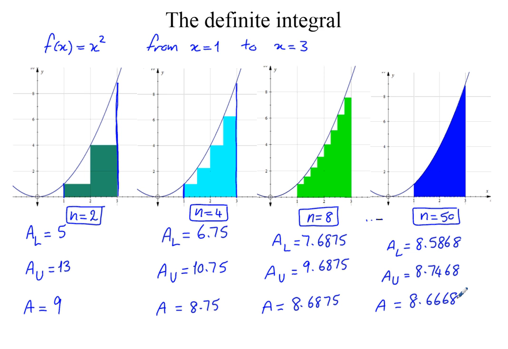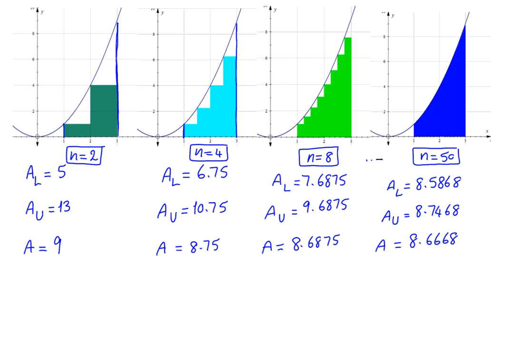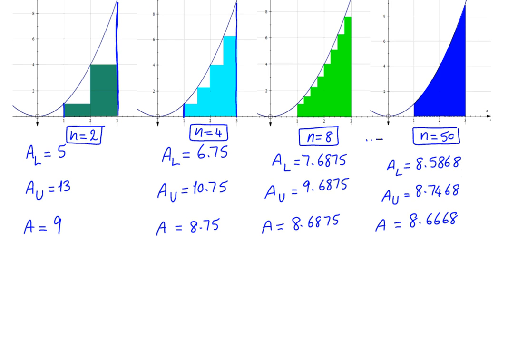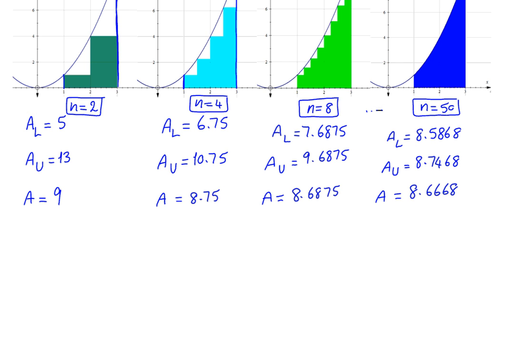So what can be deduced from this process here? As we increase the number of rectangles, we get closer and closer to the actual area under the curve. And as we increase the number of rectangles, the value for the area of the lower rectangles and the area of the upper rectangles get closer and closer to each other, and they zoom in on the actual area between the two, the actual area under the curve. So this can be expressed as follows.